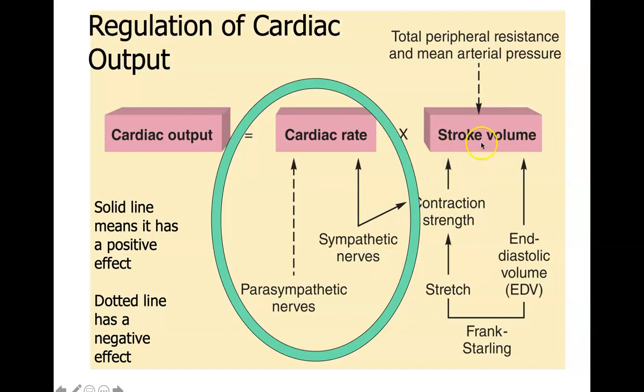The inputs to stroke volume include contraction strength and end diastolic volume. So end diastolic volume, the amount you have left over at the end of diastole, and stretch by way of contraction strength are going to increase stroke volume. And total peripheral resistance and mean arterial pressure are going to resist or have a negative effect on stroke volume. So we'll talk about all these things in detail. Let's start with cardiac rate.